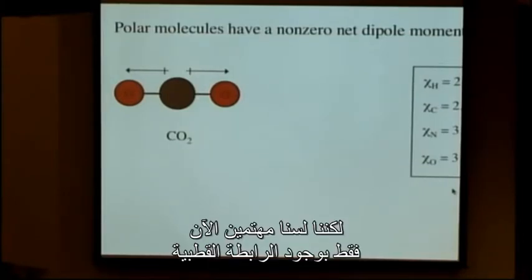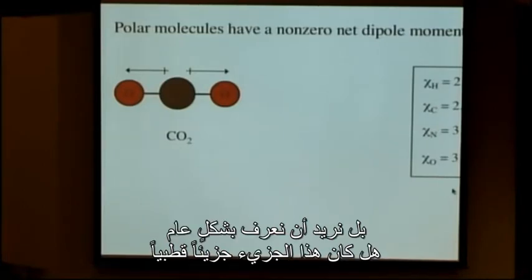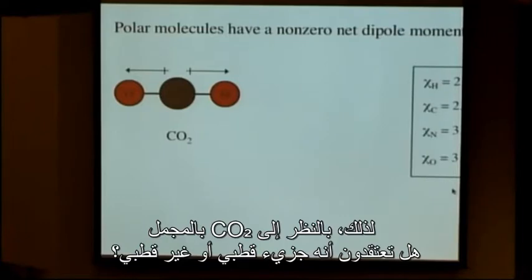But we're not just interested here in thinking about, do we have a polar bond? We actually want to know, in general, do we have a polar molecule? So looking at CO2 as a whole, do you think we have a polar or a nonpolar molecule here?